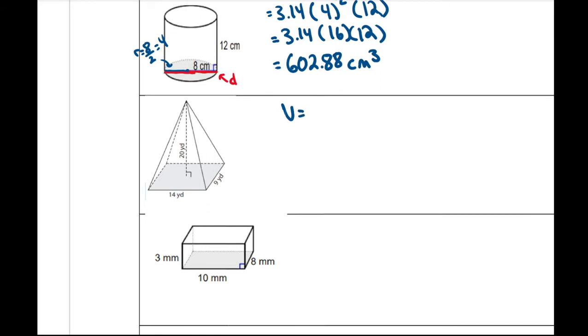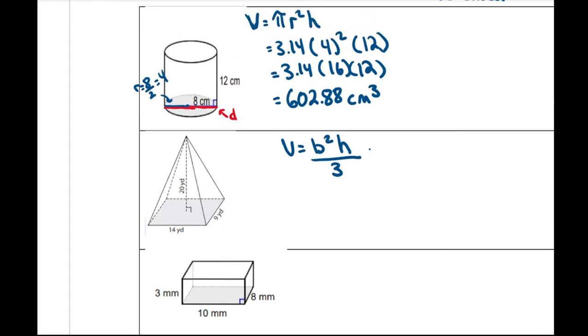So volume equals base squared times height divided by 3. Base squared, or in this case, my base isn't quite a full square, because we see 14 by 9, so we're actually going to have to do length times width times height divided by 3. The reason the other one was base squared was because it was a square so that these two sides were the same. In this case it's not, so we have to alter our formula slightly.